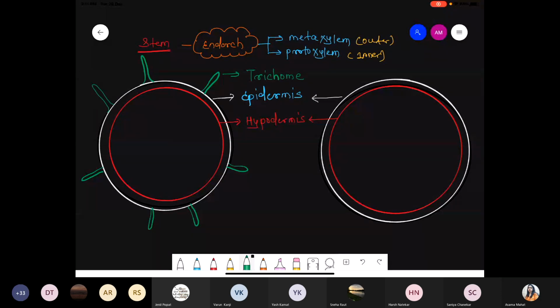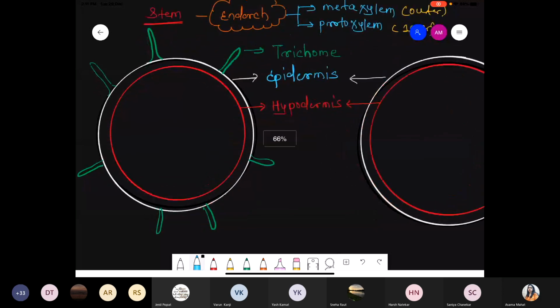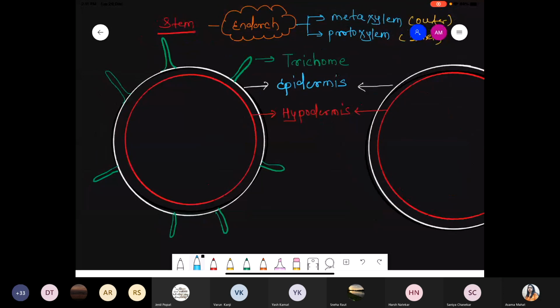Between them, the epidermis and the hypodermis are present. Now we talk about another part, the endodermis layer. Just check how it changes. In the case of the root, we already discussed a tissue rich with Casparian strips. I hope you remember, right? In the dicot as well as monocot root section, the endodermis is rich with a band, and that band is called the Casparian strip.